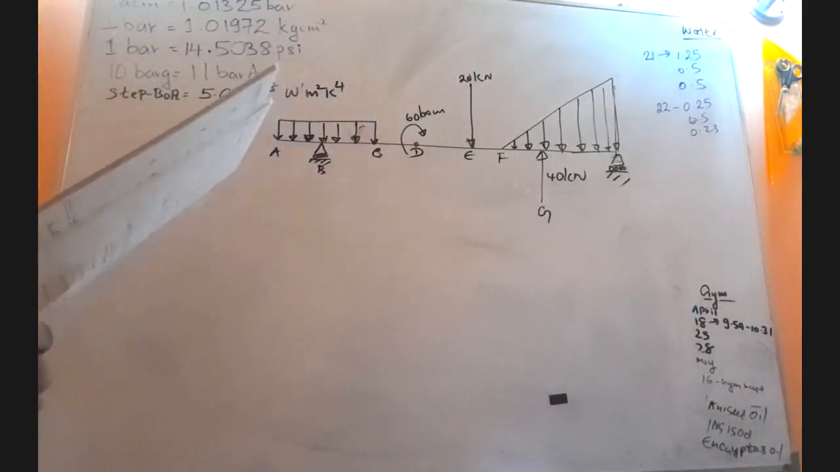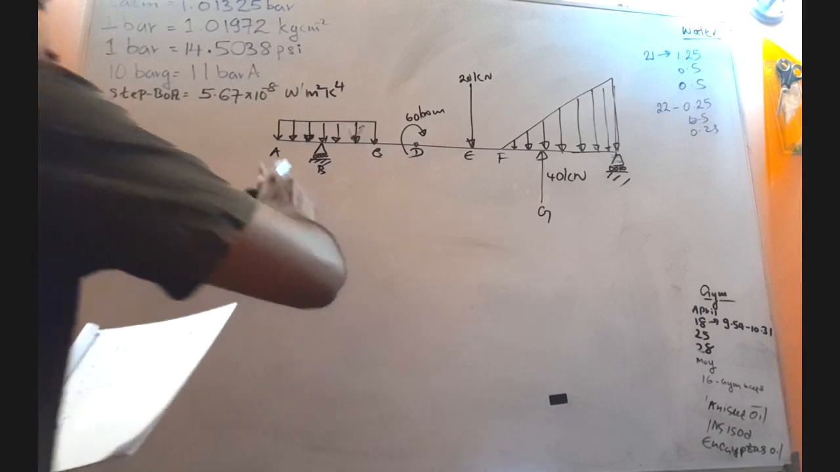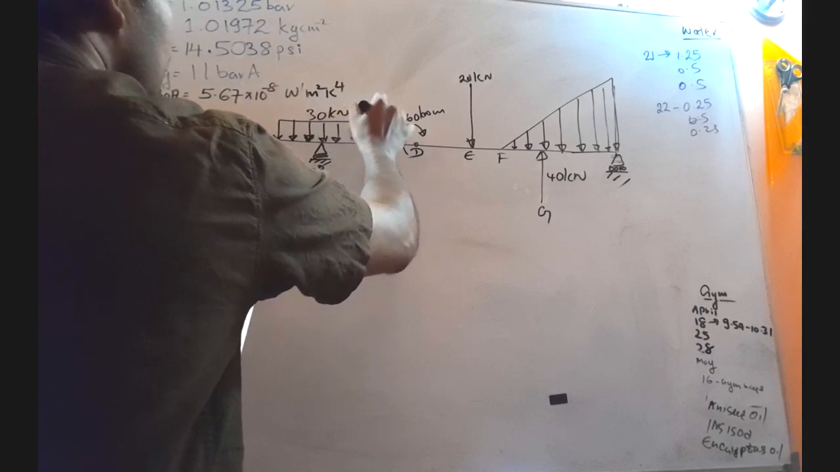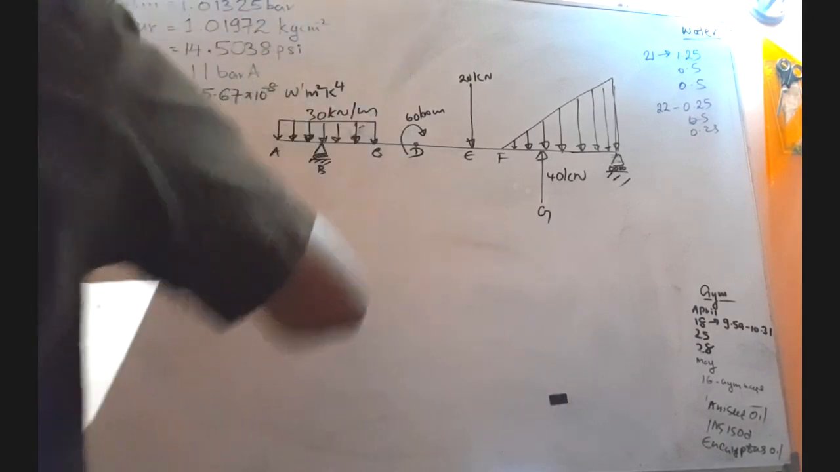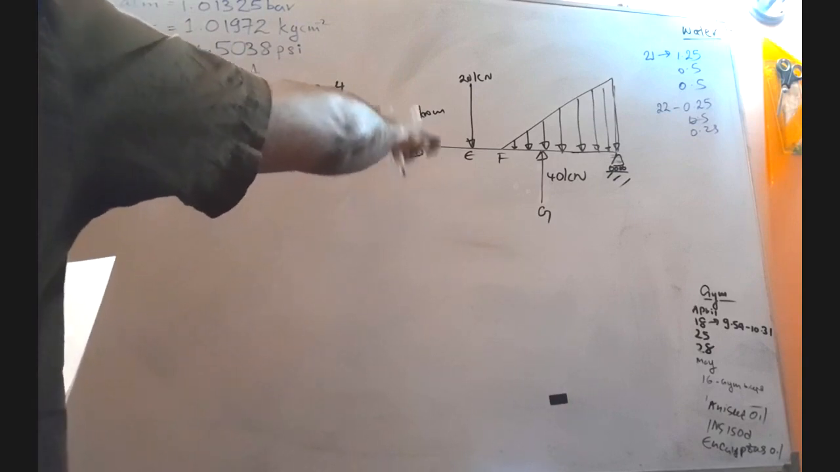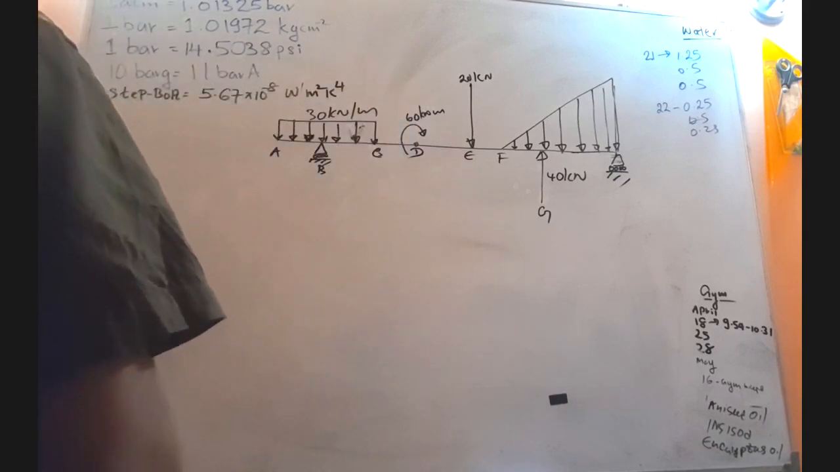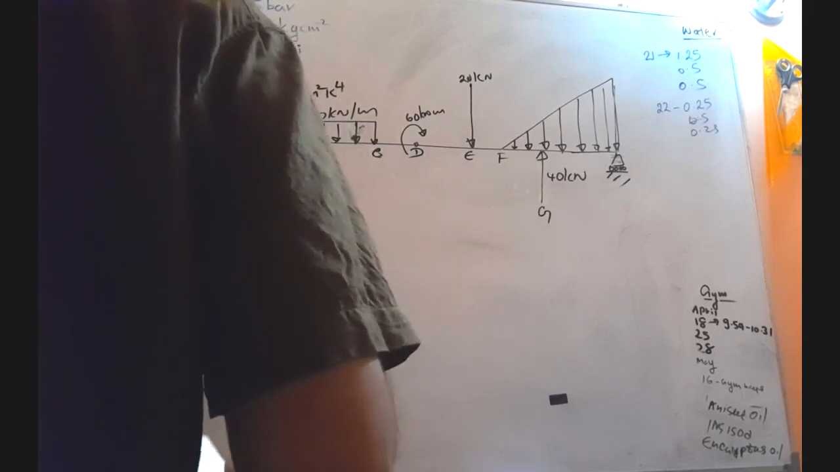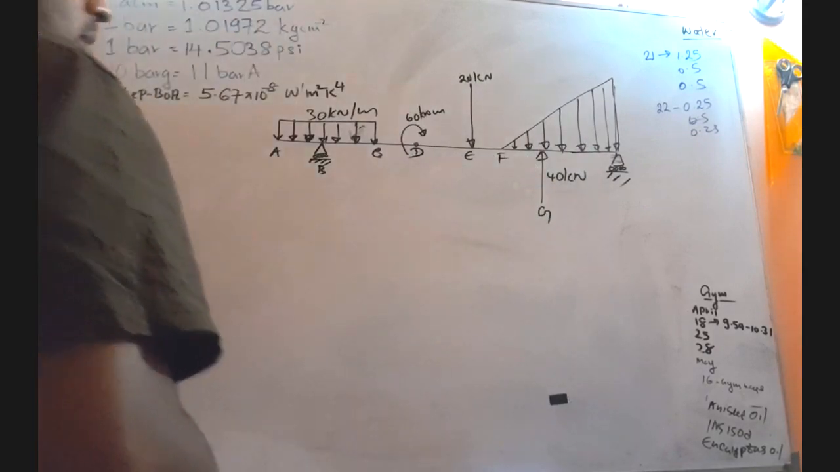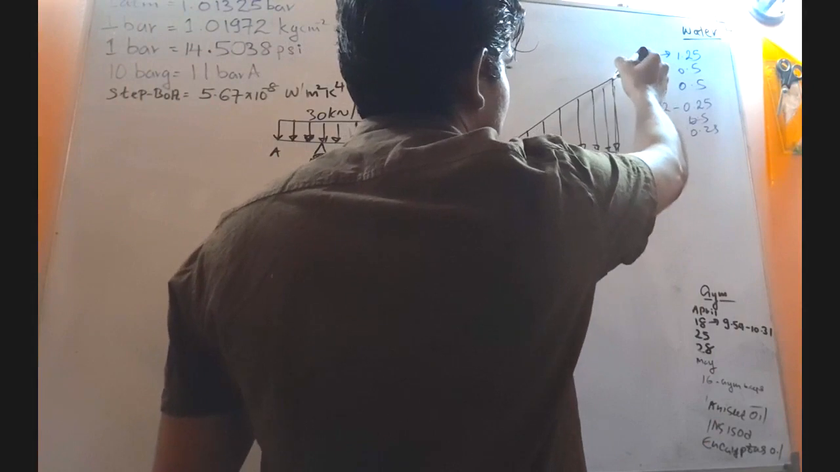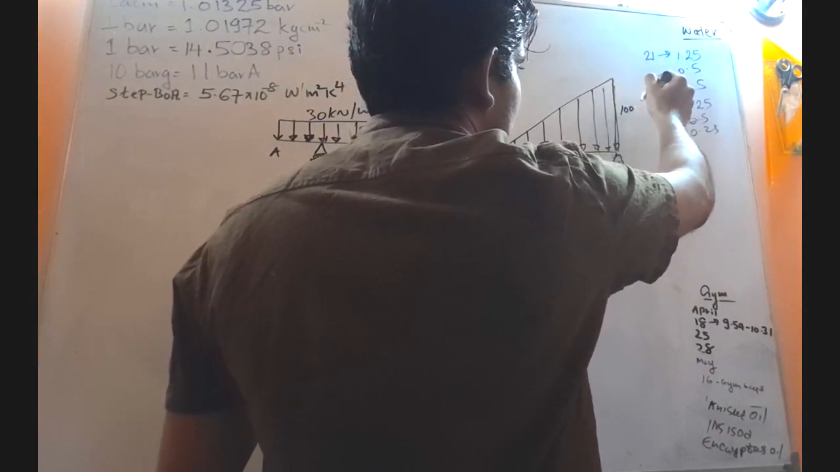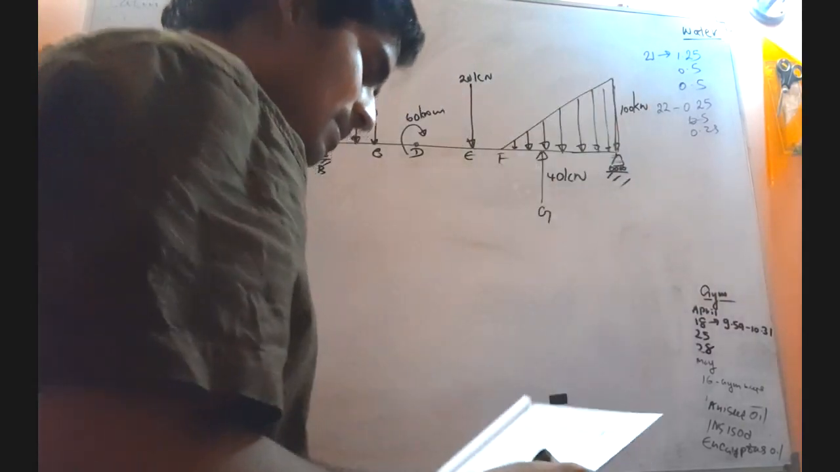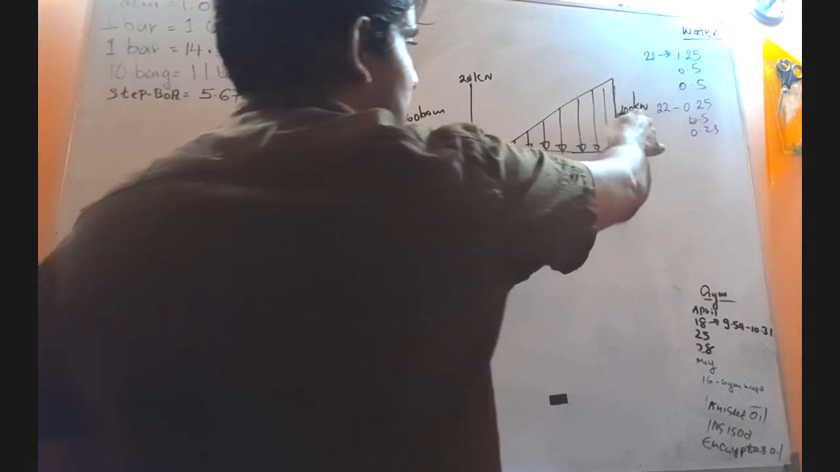Now I will again check that. The uniformly distributed load value is 30 kilonewtons per meter, then the 60 kilonewton meter moment, then the 20 kilonewton point load. Then the uniformly varying load: it is 100 kilonewtons at the larger end and 0 at the other, varying like that.